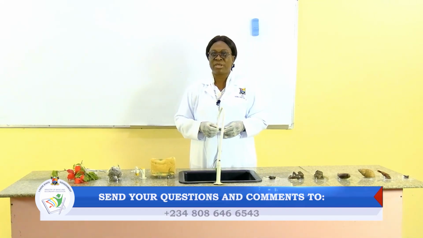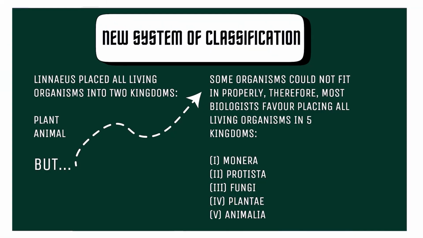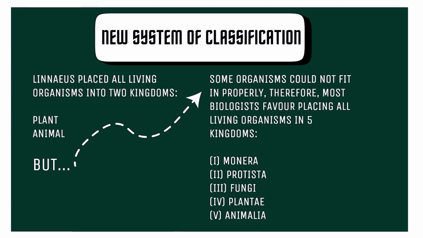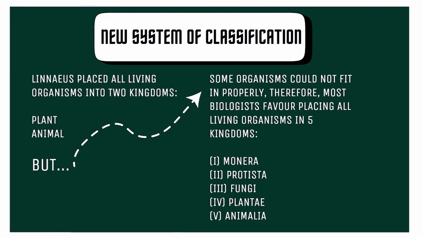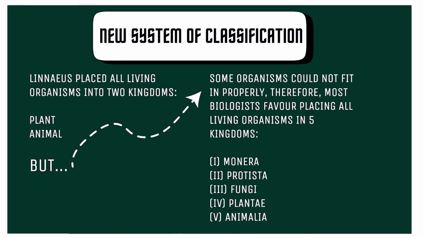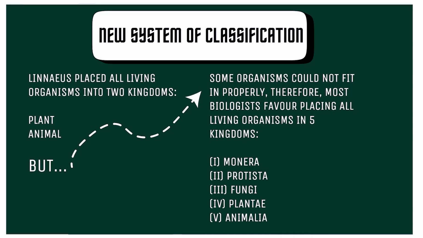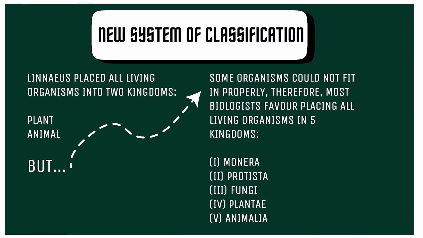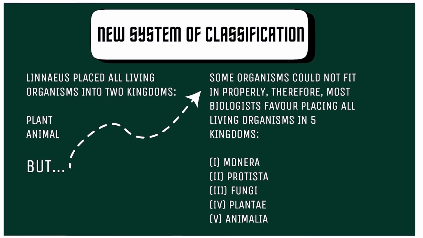What are these 5 major kingdoms? The first one, Kingdom Monera. The second one, Kingdom Protista. The third one, Kingdom Fungi. Number 4, Kingdom Plantae. And number 5, Kingdom Animalia.